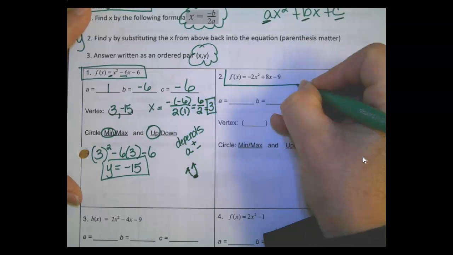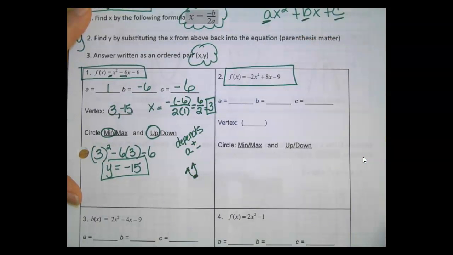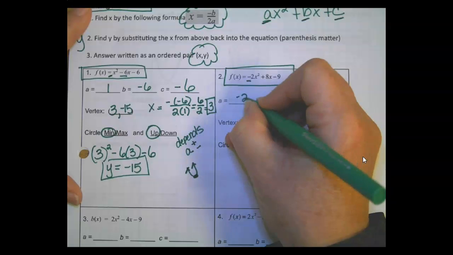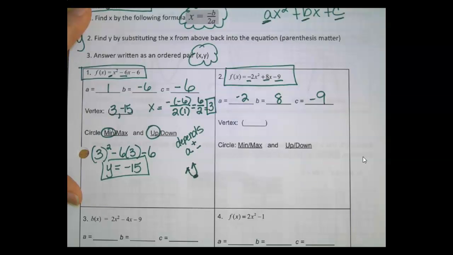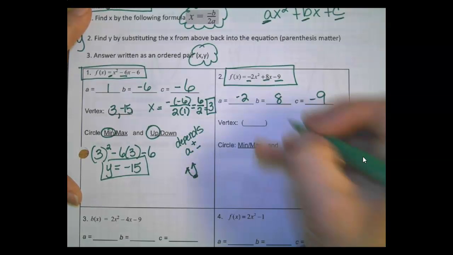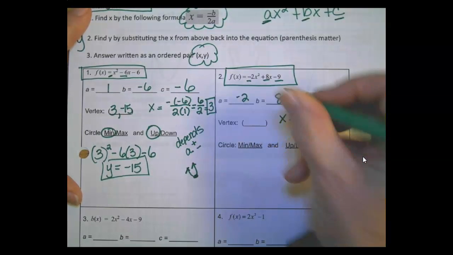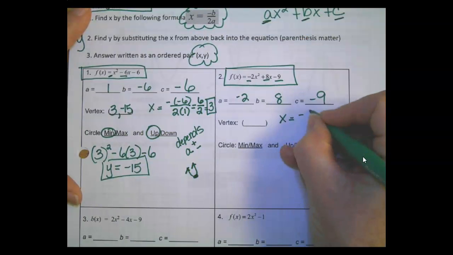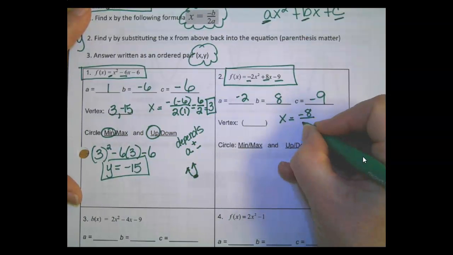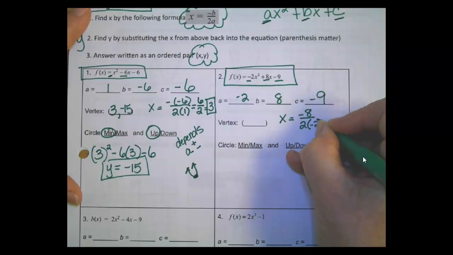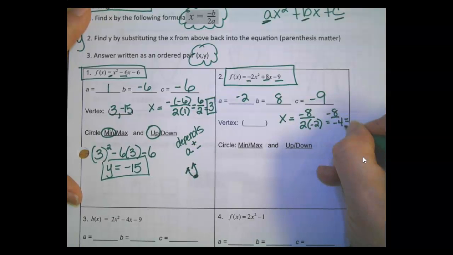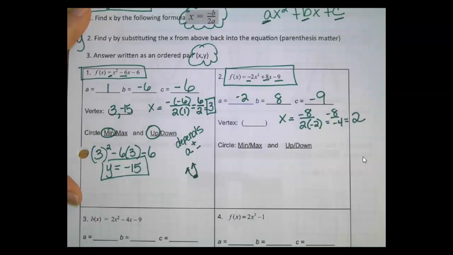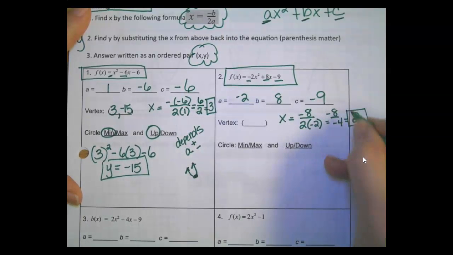Identify your A, B, and C. My A is -2. My B is 8, and my C is -9. So again, to find my x, I'm going to use this formula up here, negative b divided by 2 times a. I'm going to do these separately. Negative 8 divided by a negative 4 gives me a positive 2. That's my x value.